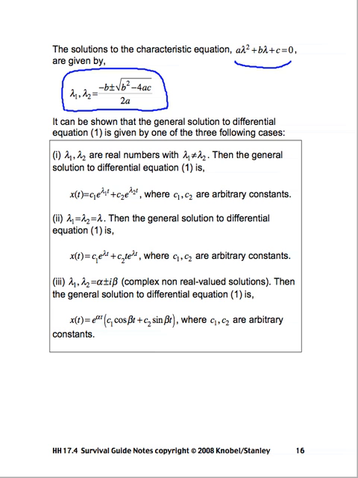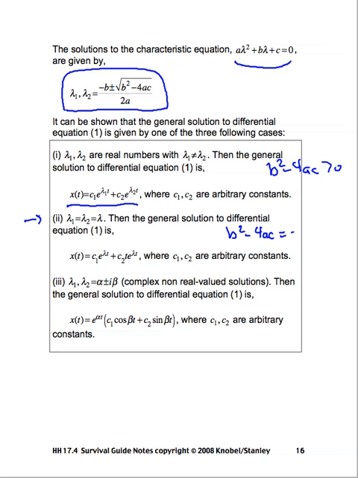So in case 1, if lambda 1 and lambda 2 are real numbers, with lambda 1 not equal to lambda 2, and this will always be the case as long as b squared minus 4ac is positive, then the general solution has this general form. You can verify that this satisfies differential equation 1 for fun if you want. Some constant c1 times e to the lambda 1 t, where lambda 1 was one of the solutions to the characteristic equation, plus c2 e to the lambda 2 times t, where lambda 2 is the other solution to the characteristic equation.